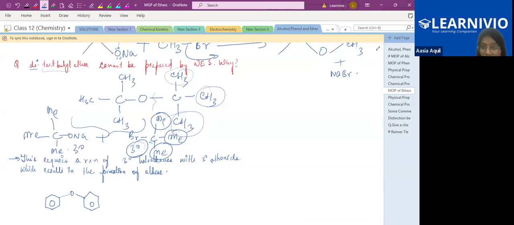Yeah, so at last you can write down this point. This requires a reaction of tertiary haloalkane with tertiary alkoxide, which results in the formation of alkene. So that's why it is not possible.